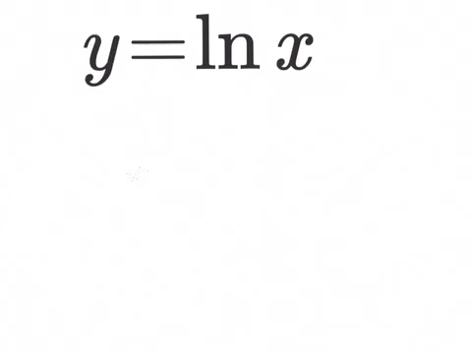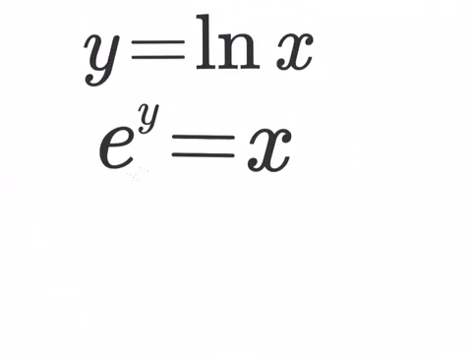And once we know that the derivative of e to the x is equal to e to the x, we can quickly derive the derivative of this function, y equals the natural log of x. And that's because y equals e to the x and y equals the natural log of x are inverses of each other. And another way of writing y equals the natural log of x is this. E to the y equals x.